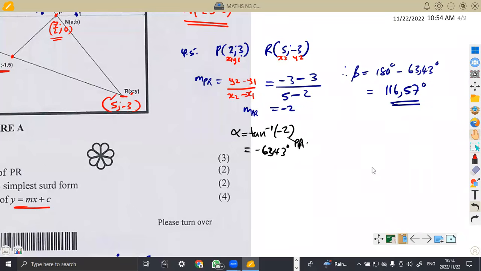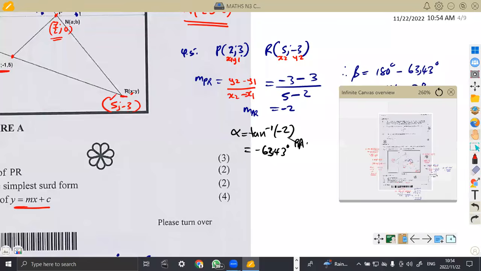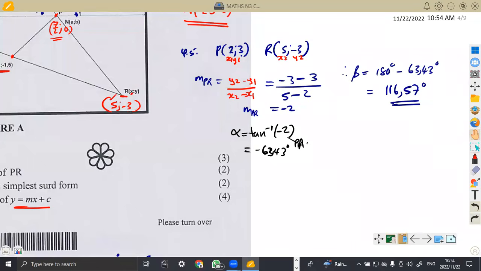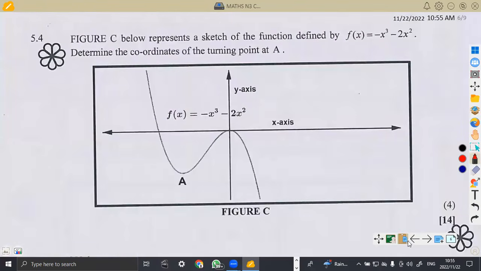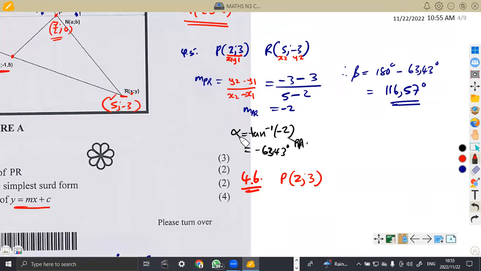Okay, so this is 4.6, actually, not 4.5. Sorry for that. Remember I told you the equation has to pass through the point P. The point P is already there. Point P is (2, 3). And we are given that this line is perpendicular to PR. We calculated the gradient of PR here. This is the gradient of PR, which is -2.